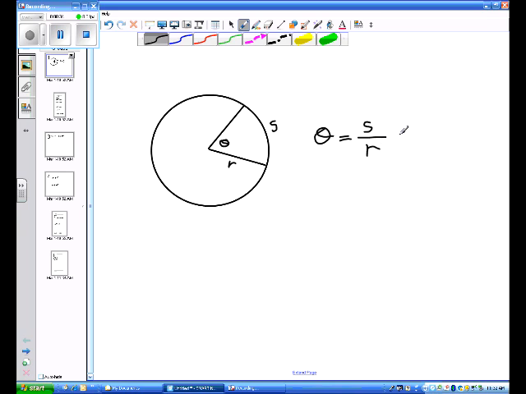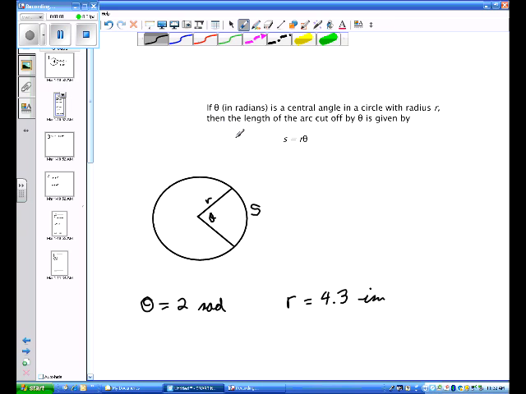So if we use our algebra and we multiply both sides by the radius, then we get that the arc length is equal to r times theta, where theta is in radians. So this allows us then, given the radius and our central angle of rotation in radians, to find the distance that's traveled. So we have a formula for that. If theta in radians is a central angle in a circle with radius r, then the length of the arc cut off by theta is given by S is equal to r times theta.